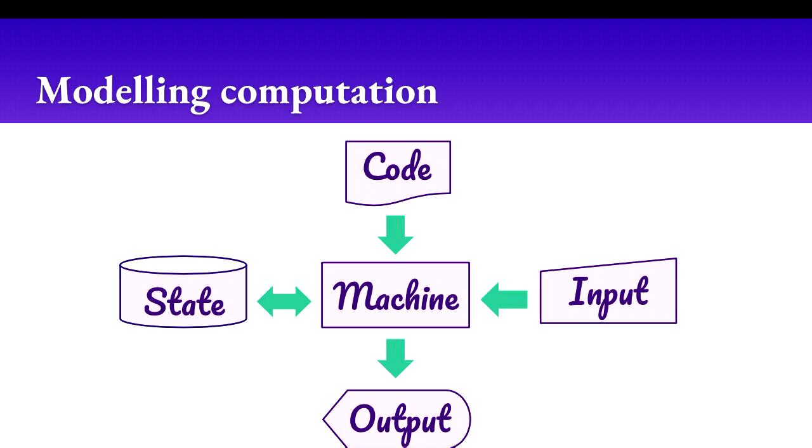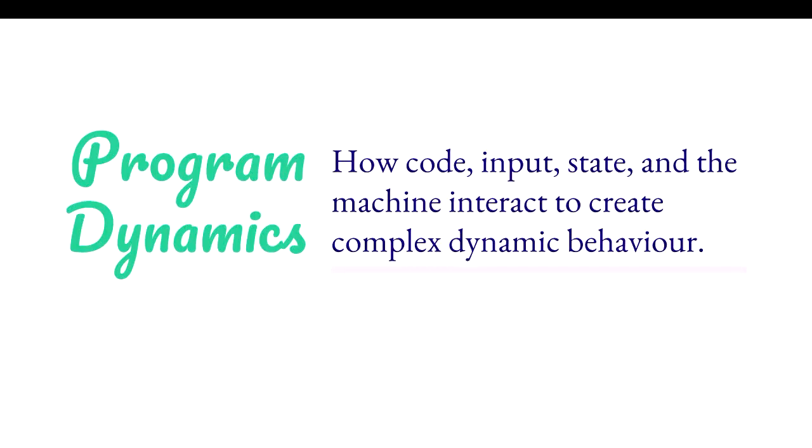And the machine interacts with state. This is the invisible stuff that's stored in memory. And when the machine interacts with state, then we get dynamic behavior. The machine takes in input, which the user has given it, like our example with variables, and it creates output, like hello Nikki. All of this together is in the literature called program dynamics. This is how code, input, state, and the machine interact to create complex dynamic behavior.